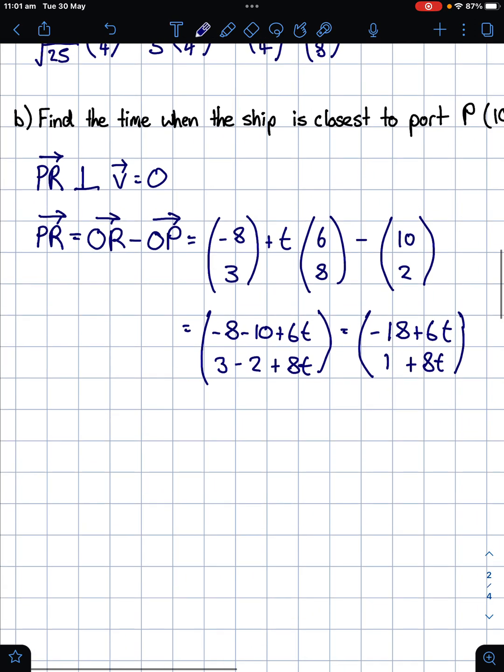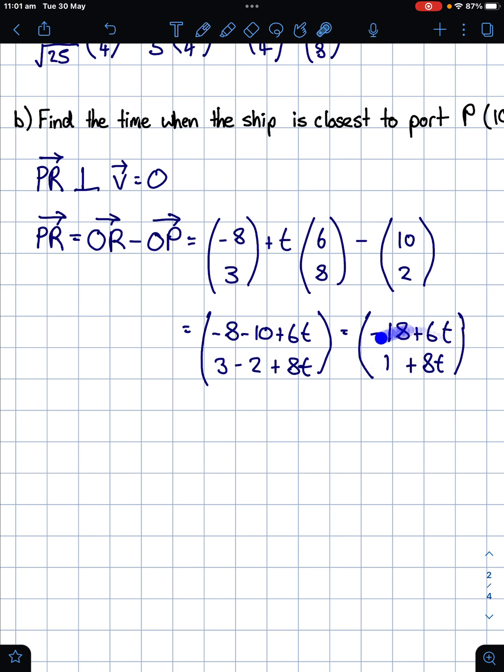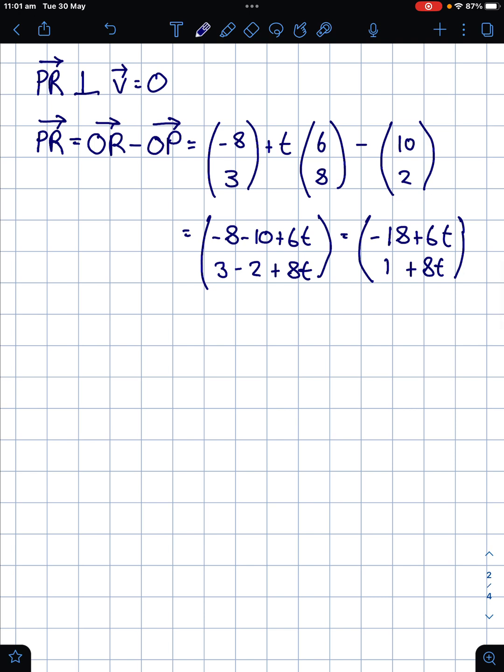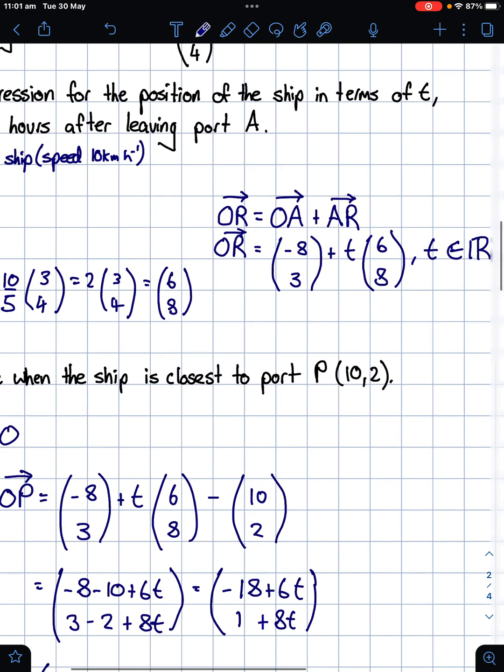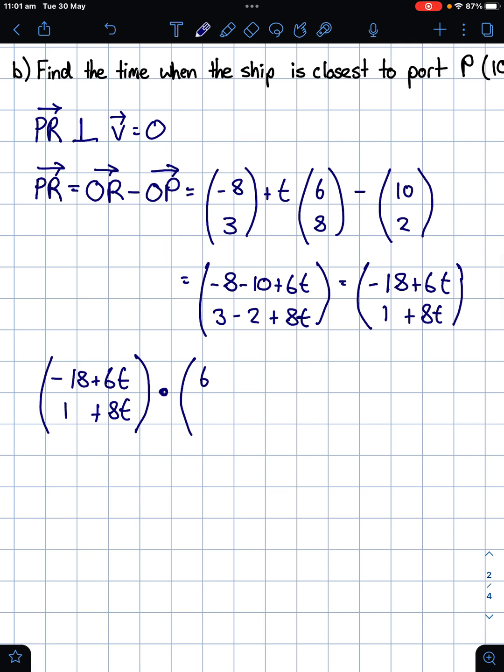Cool. So now we've got this bit's done here. We've just got to find our velocity here. So this is a dot product. So what we're going to do is we're going to do PR is -18 plus 6t. And then we've got 1 plus 8t. And then we're going to dot product that. Now, this is where I'm different from the textbook. I've got this equation here. They've used this one, but it doesn't matter. We can use whichever we prefer.